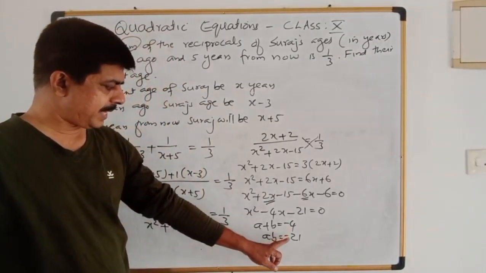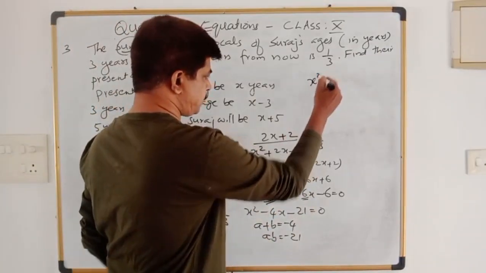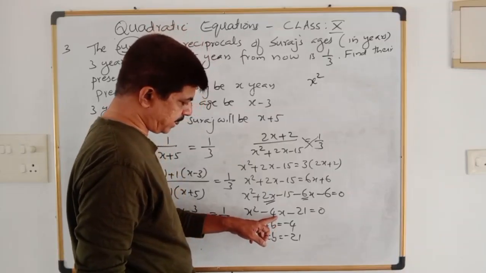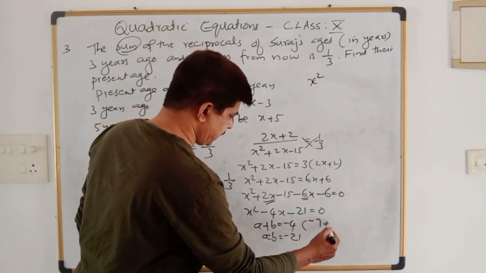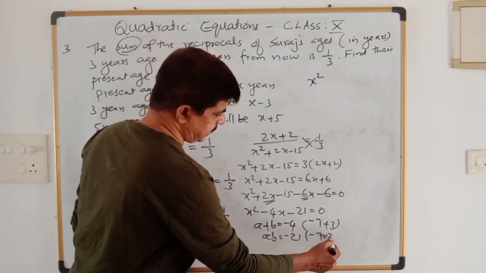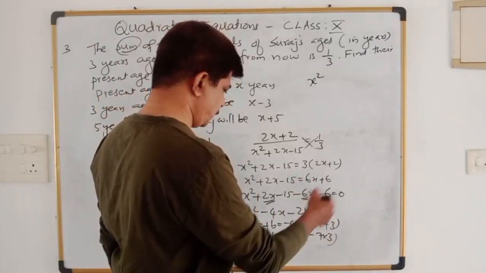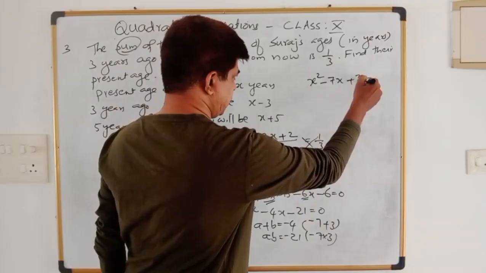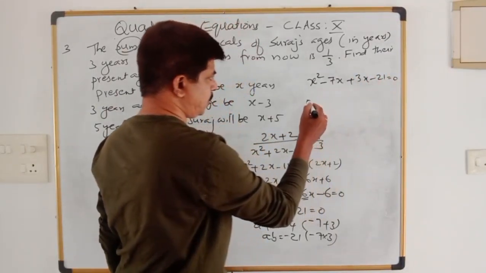Okay, we will get negative 7 and 3, correct? Negative 7 and 3. So we substitute in the middle term, which will be split. Minus 4x will be, we understand that negative 7 and positive 3, sum will give us negative 4. So we substitute in the middle term: minus 7x plus 3x minus 21 equal to 0.